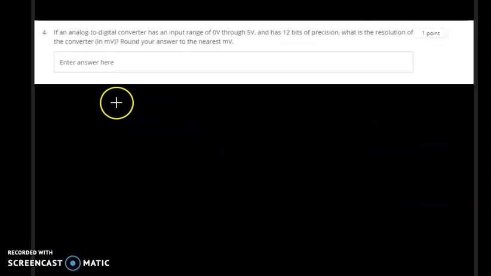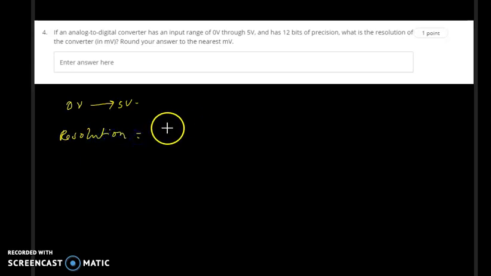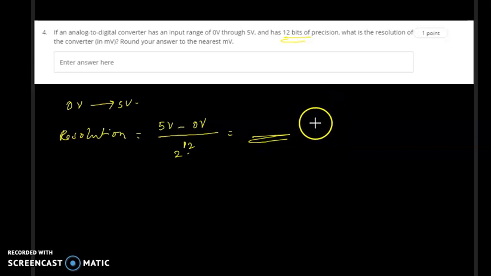In this question, an analog to digital converter has an input range of 0 volt through 5 volt, that is the range of the instrument, and it has 12 bit of precision. So what is the resolution of the converter in millivolt? The expression for resolution is the highest voltage minus the lowest, all divided by 2 power the precision, that is 12 bit, so 2 power 12. So this is the answer for the resolution of this instrument.